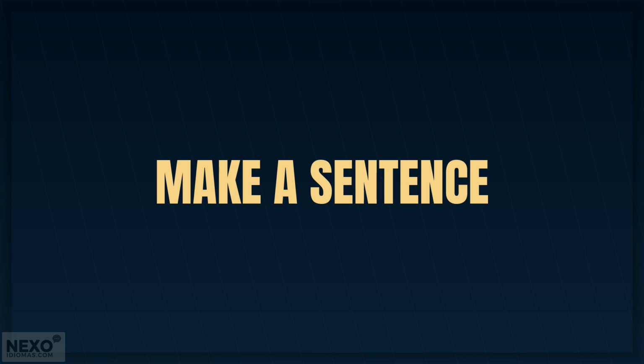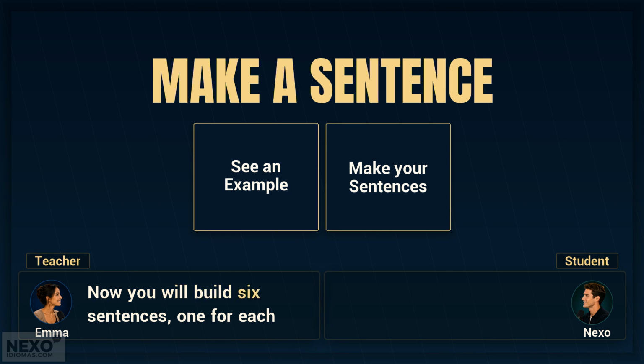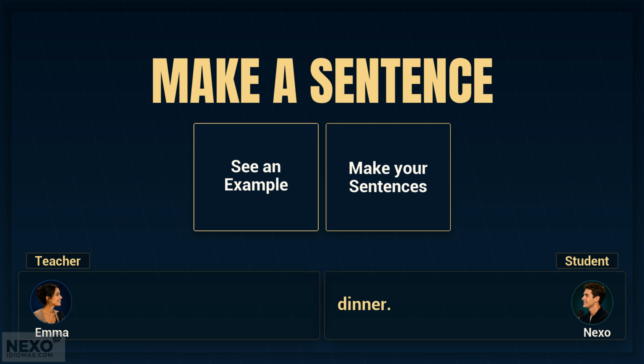Make a sentence. Now you will build 6 sentences, one for each main word. You can use 20 helper words and try to use he, she, or it with the correct verb form. So I can write simple sentences like, she cooks dinner.